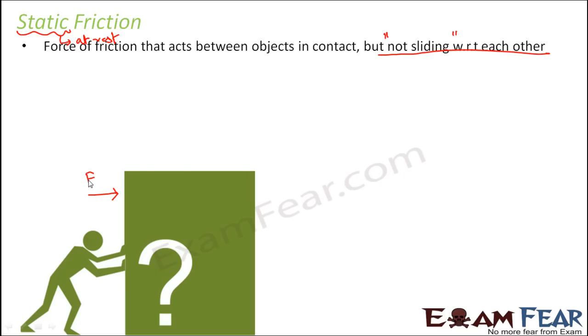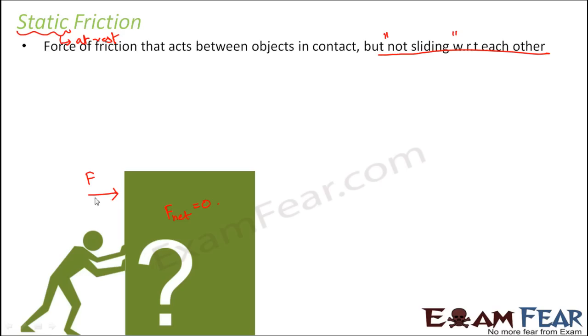So if the box is at rest, the box is stationary, what does that mean? That means the net force acting on this box right now is equal to 0. That is, the total force acting on it is 0.